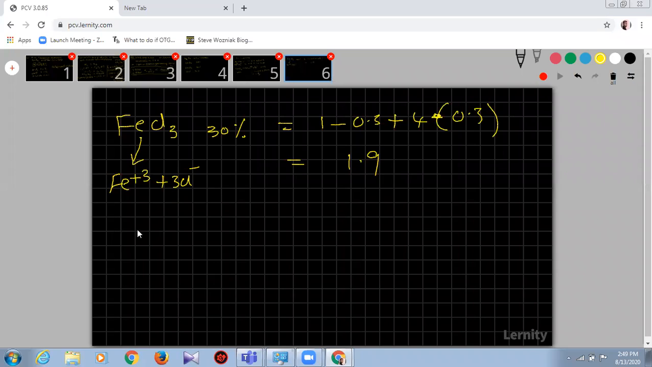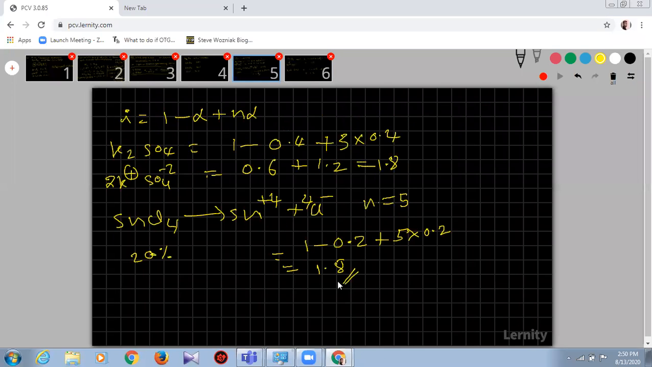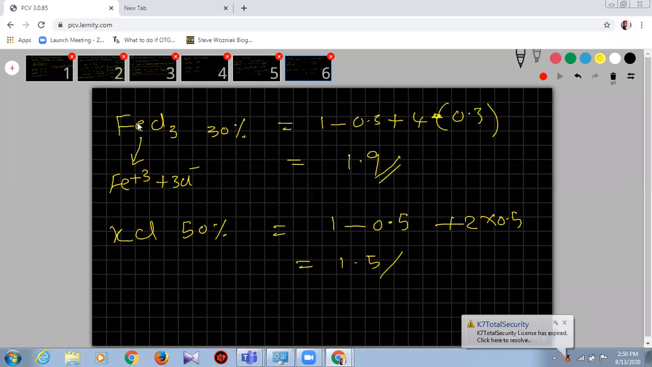Next, KCl, this is 50%. Then we get 1 minus 0.5 plus 2 into 0.5, which is 1.5. Among all these, which will have the more i factor? Here 1.8, here 1.8, next here 1.9, here 1.5. That's why FeCl3 has the more i factor.